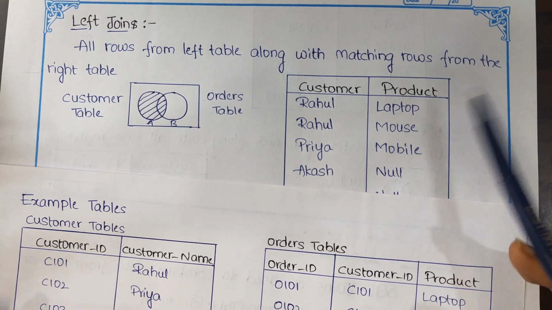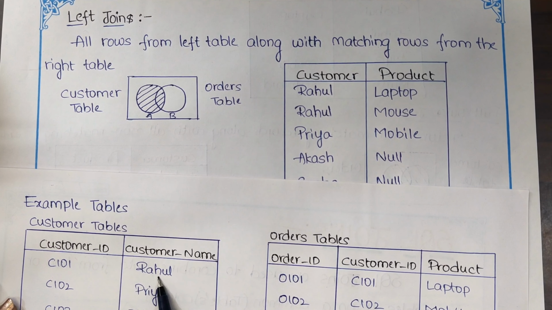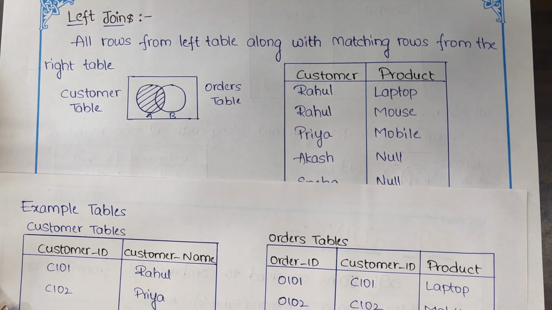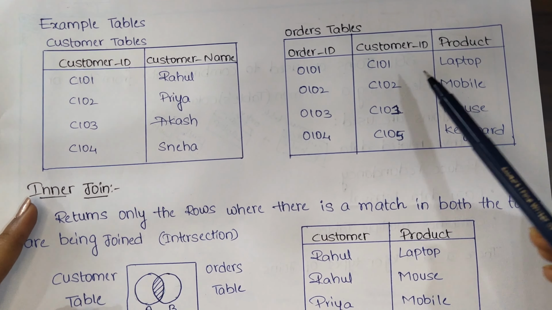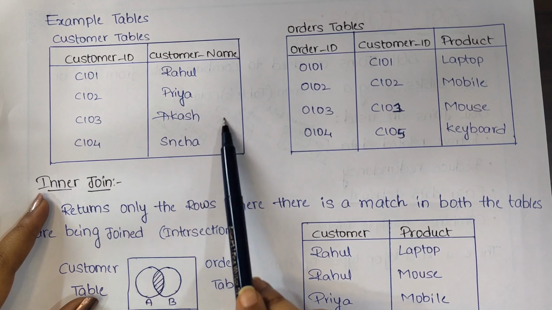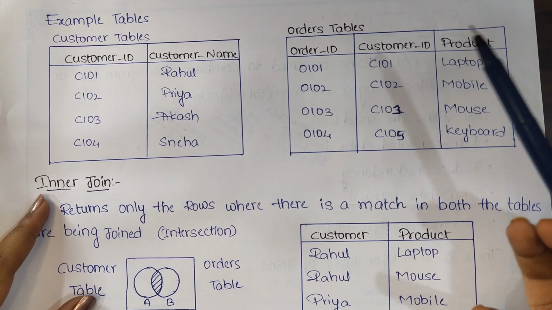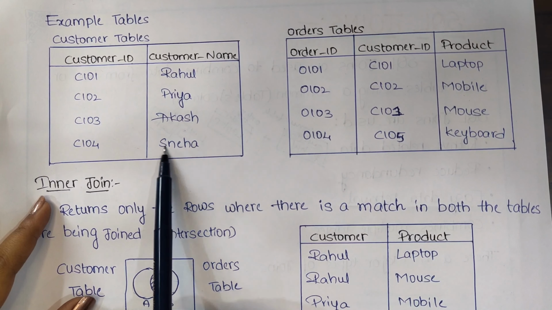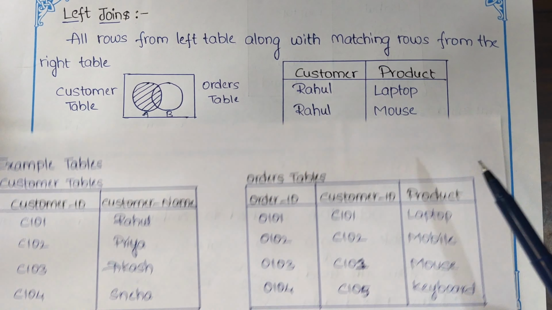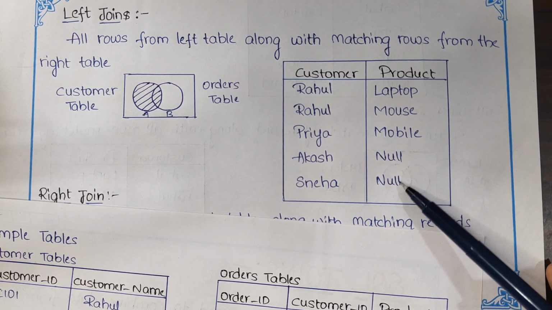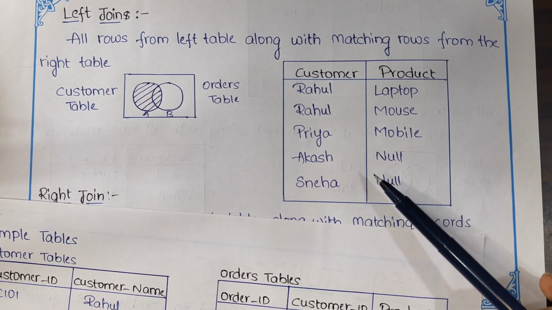So we'll first write all these things, like matching records: Rahul, Priya's one, laptop, mouse and mobile were bought. So all these things were written already. Next we'll write details from the left table which are not matched; we'll write those in the left join also. Akash and Sneha didn't buy any of the products, so we'll write the products as null. See, we have written this null, but still we'll write it in this left join.